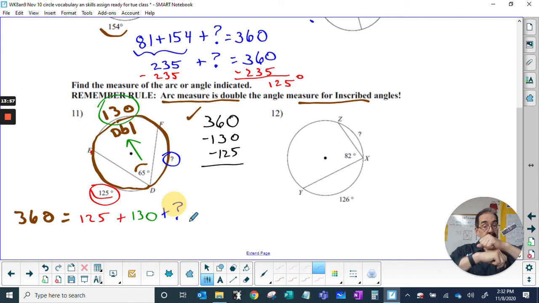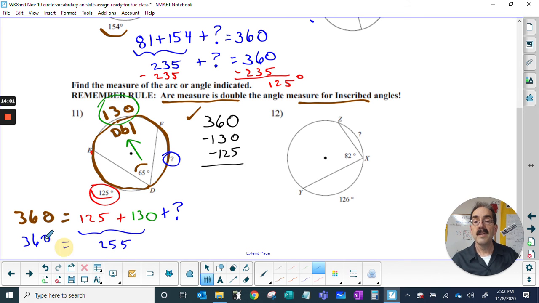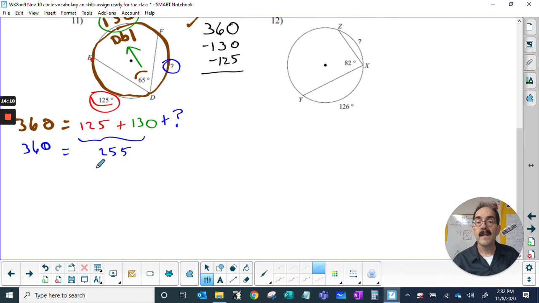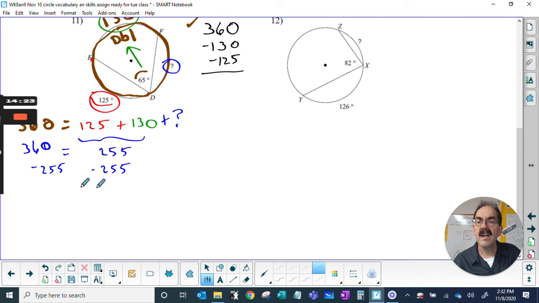Now, on the balance, put these together. 255, 360, subtract from both sides. Okay? Minus 255, minus 255. And we get 105 degrees is our question mark.